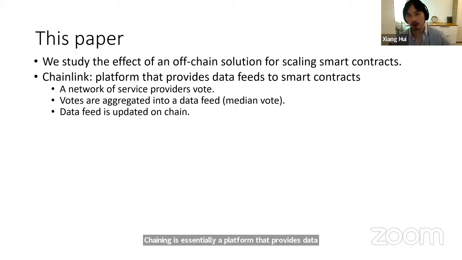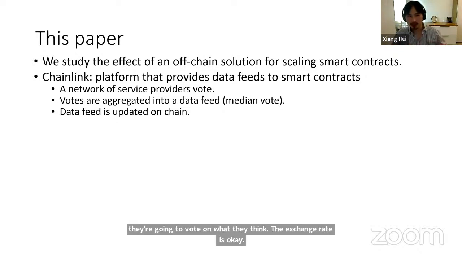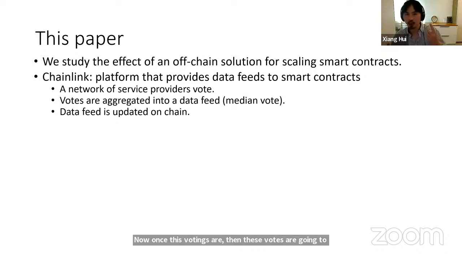So what is a data feed? An example could be the exchange rate between Ether and US dollars at this moment in time. That's a data feed. The way the Chainlink system operates is that for each data feed, there's a network of service providers who vote on what they think the exchange rate is. Once the voting is done, these votes are aggregated into a single data feed based on some predetermined algorithm, in this case mostly taking the median of all the votes. Once we have this aggregated data feed, it's updated on the blockchain. That's essentially the workflow of the Chainlink system.